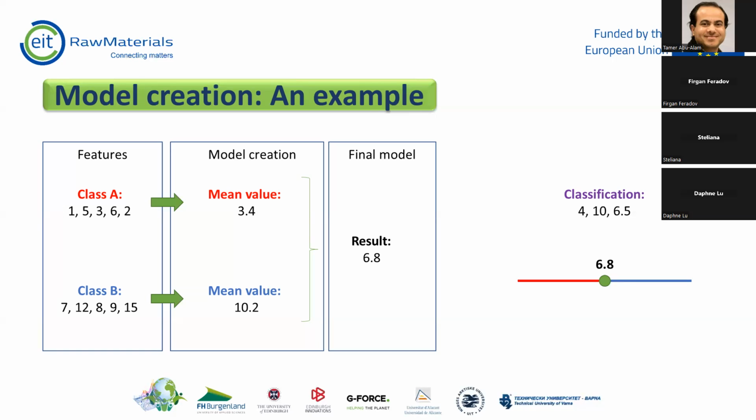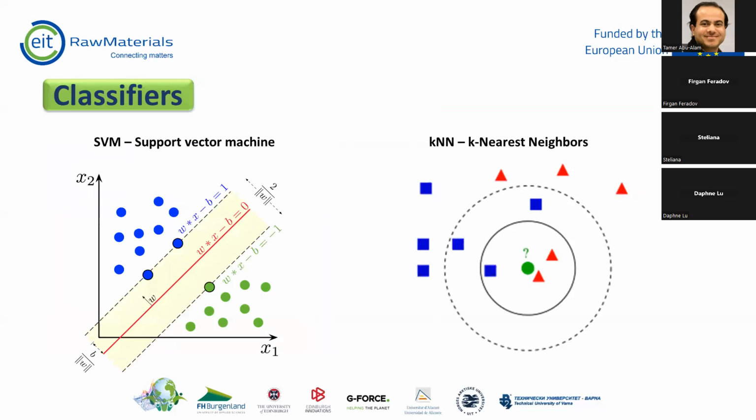It solves the problem and says this is lower than 6.8. It is class A. Again, two types of classifiers, support vector machine and k-nearest neighbor.